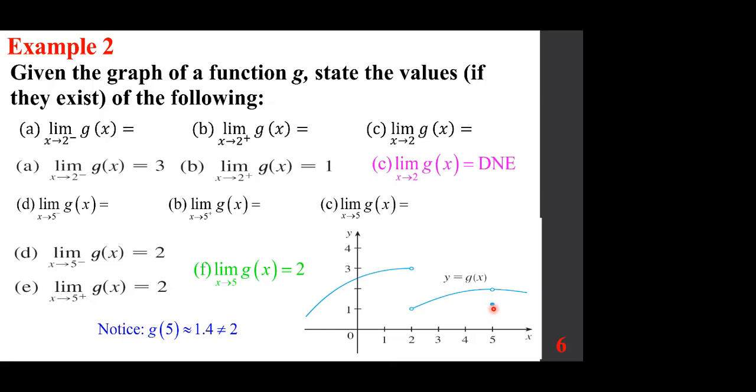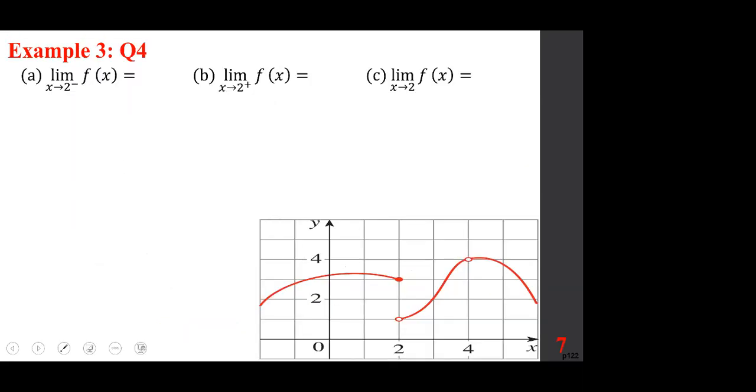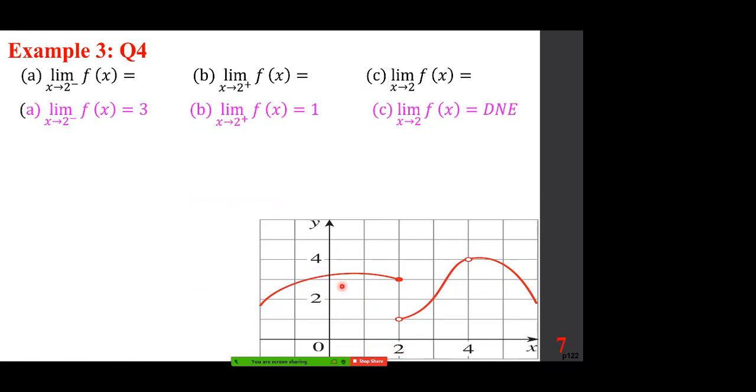Okay. So example 3. Now let's look at the same concept. We are really interested in number 2. So from the left and from the right. From the left, we are in this branch and we are going here, and we read the y coordinate to be 3. From the right, we are in this branch. We end up in this hole having the y coordinate of 1. They are not identical. The limit doesn't exist. So the limit from the left and right are different. Therefore, the limit does not exist.